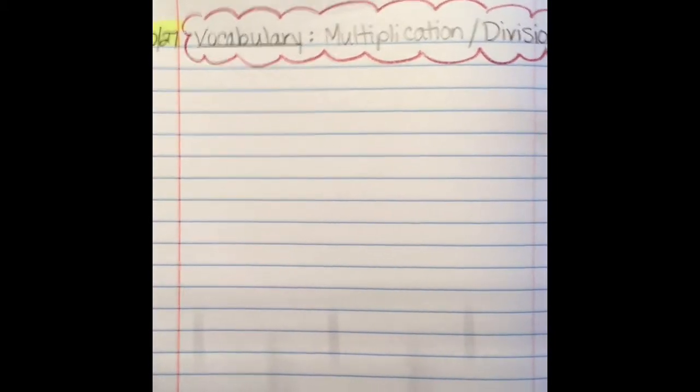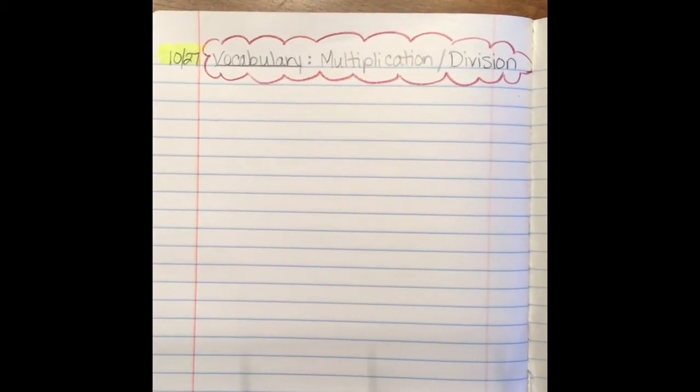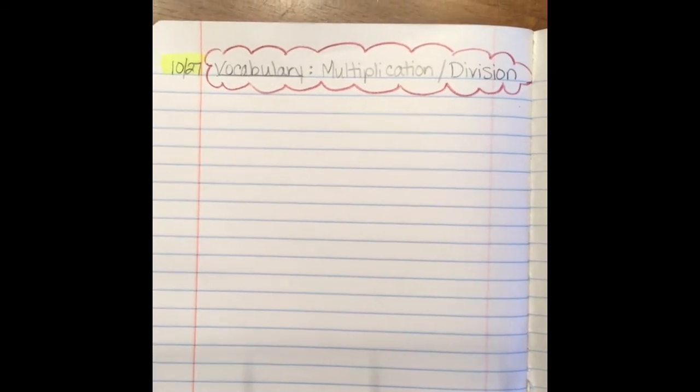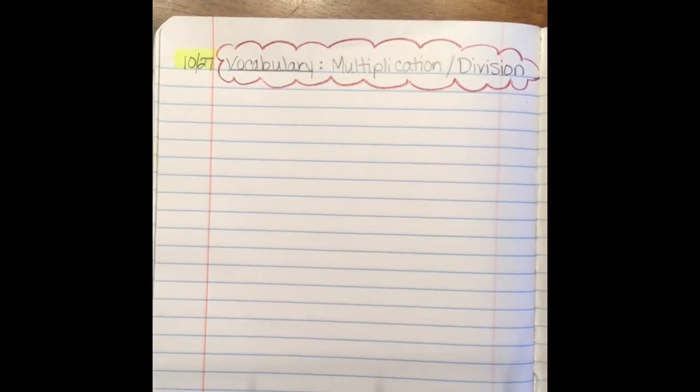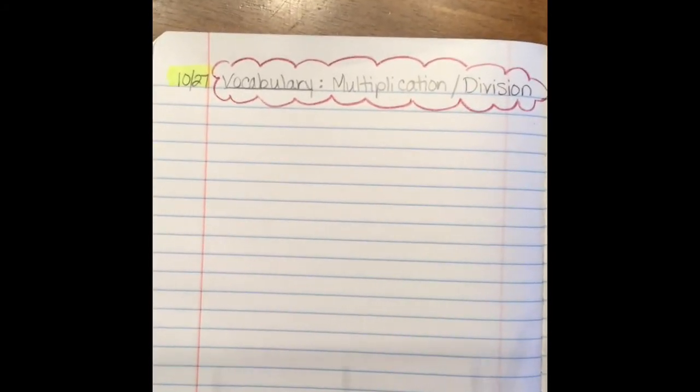As you start on the left-hand side, I want you to go ahead and head it with today's date of 10/27 and write vocabulary and then multiplication and division. And at this time, if you need to pause your video so that you can keep up, then please pause it. You may do that at any time so that you can keep up with what we're doing.